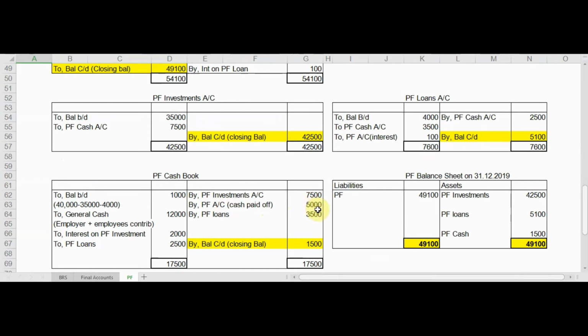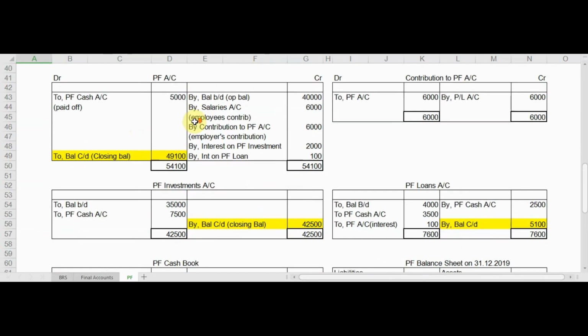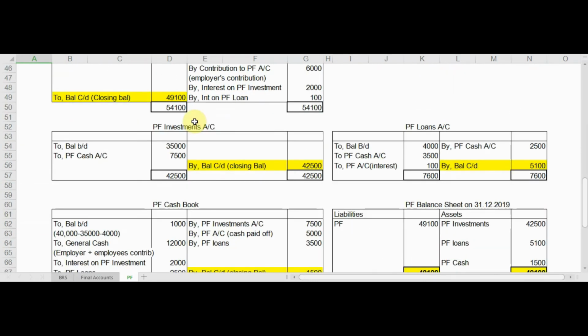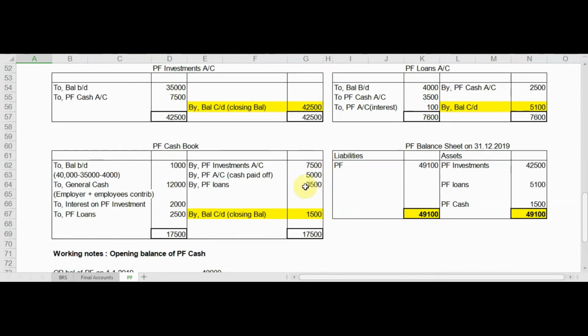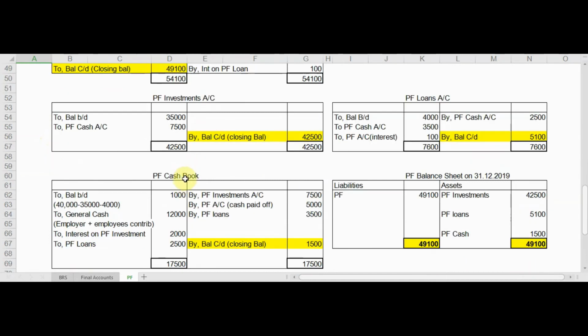Next, rupees 7,500 was utilized to purchase rupees 8,000 GP notes. So notional value of investment is 7,500. So PF investment account debit to PF cash 7,500, and PF cash is credited by PF investment 7,500.